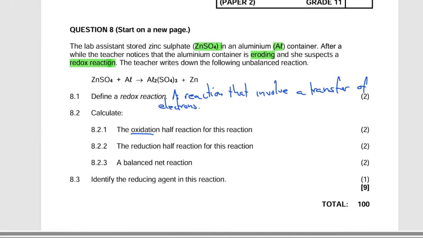Oxidation is the loss of what? Of electrons, and reduction is the gain of electrons. In this one, the aluminum is the one that is losing electrons. So I'm going to say Al, arrow, Al3+, plus how many electrons? Plus 3 electrons. Oxidation is the loss of electrons.